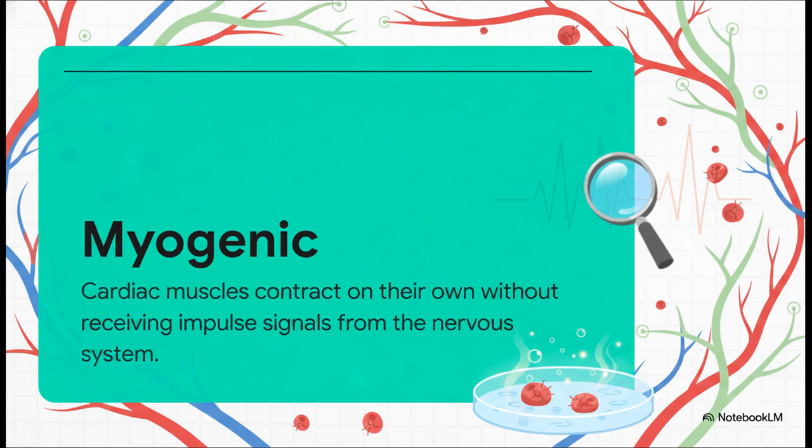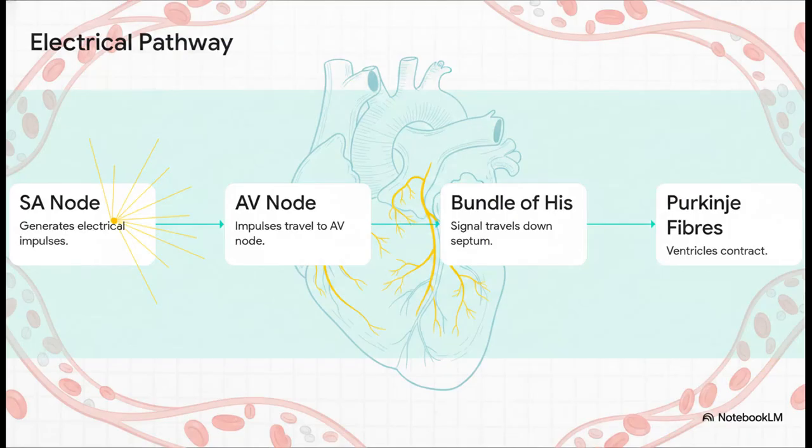Literally, if you put living heart tissue in a warm, oxygenated, nutrient-rich solution, it would just keep beating rhythmically all by itself. How cool is that? So here's the specific electrical pathway that coordinates that contraction.